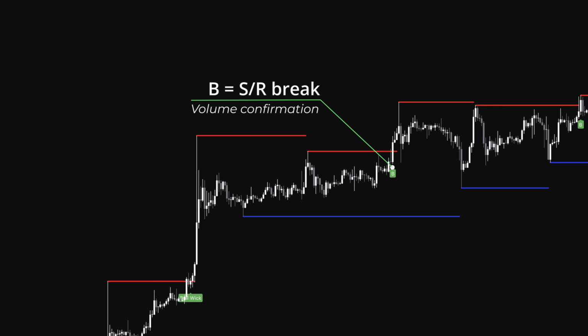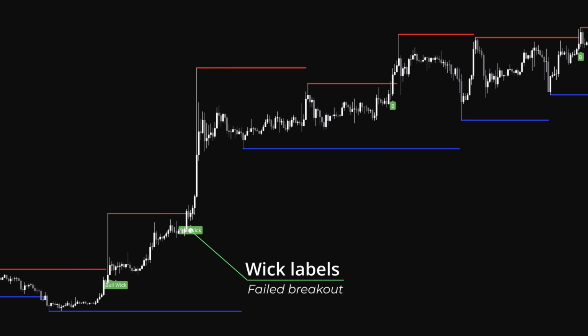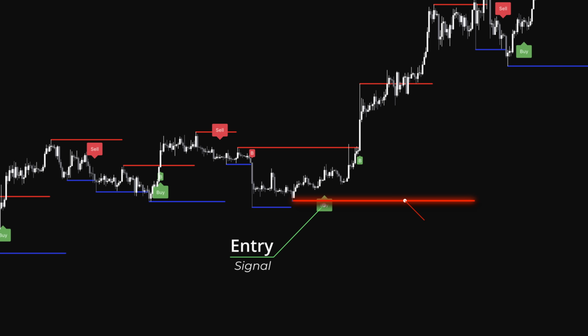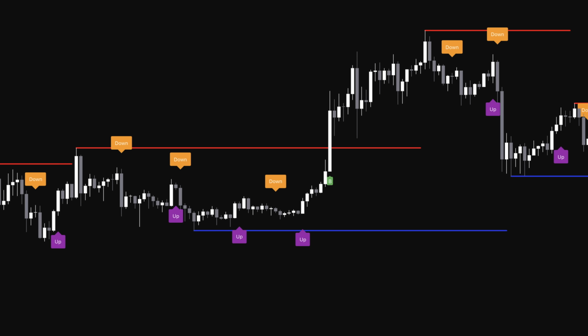Support and resistance breaks get marked with small B labels when accompanied by volume spikes above the threshold. Bull wick and bear wick labels identify rejection wicks that close back above resistance or below support. You can trade the EMA crossover signals as primary entries, using the nearest support or resistance level as your stop loss. Another approach treats the support and resistance breaks as entries, but only when aligned with the EMA trend direction.